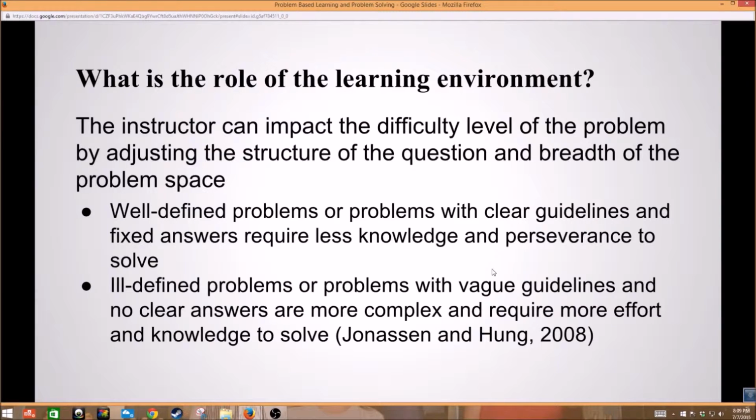Well-defined problems, or problems with clear guidelines and fixed answers, require less knowledge and perseverance to solve. Examples of these well-defined problems might be algorithms or plugging numbers into formulas. Ill-defined problems, or problems with vague guidelines and no clear answers, are more complex and require more effort and knowledge to solve. These are things like dilemmas and arguments, with less clear and concise answers.